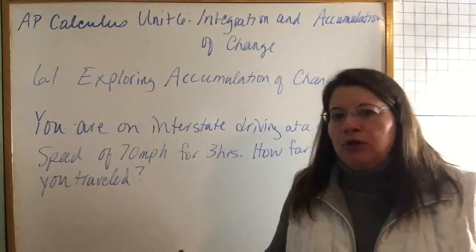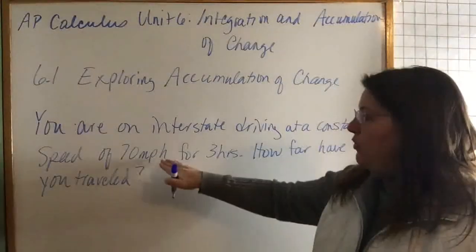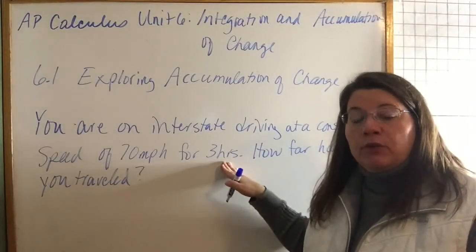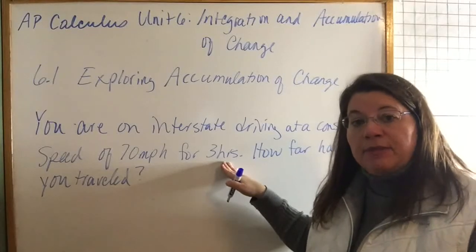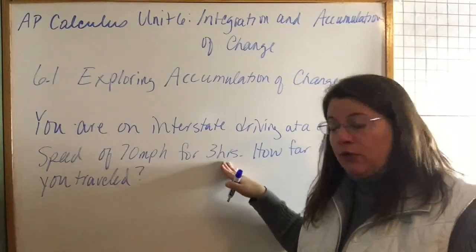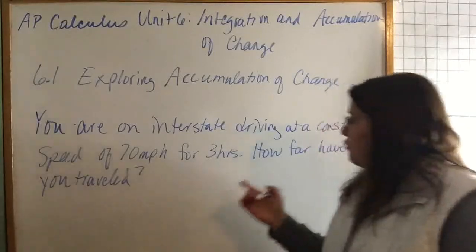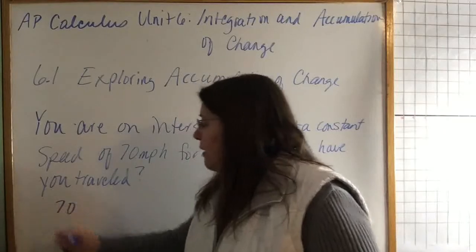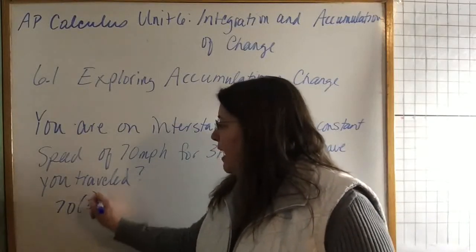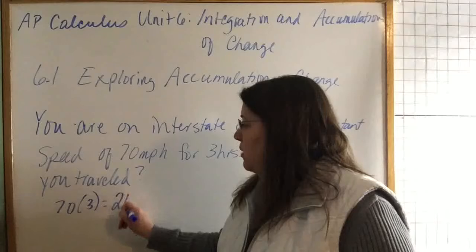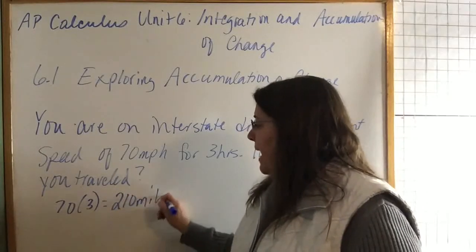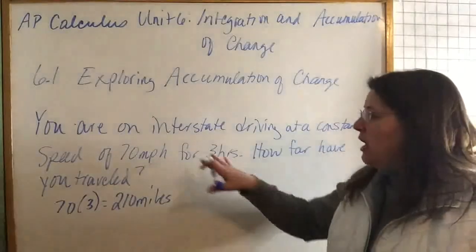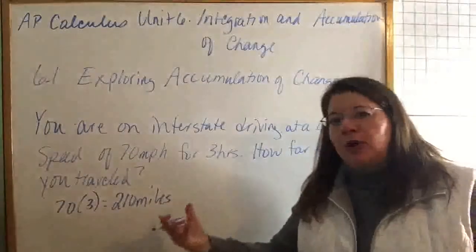Well, you learned a long time ago that if you multiply your speed times the number of hours, then you know your distance traveled, because distance equals rate times time. So for this problem, you would take the 70 miles per hour, your speed, multiply it by the number of hours that you've traveled, and understand that you have 210 miles. But sometimes they're not going to give you all of this information, but they're going to give you the problem as a graph.